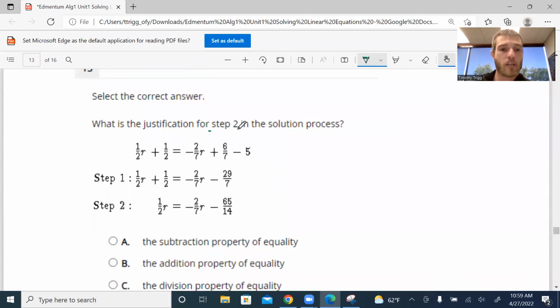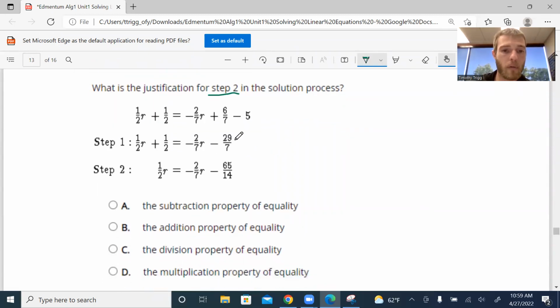Here we're trying to justify step 2. So we're going from here to here. Okay. What do you suppose they did here? Well, I hope you can see they subtracted 1/2 from both sides of this equation. So which property is that?